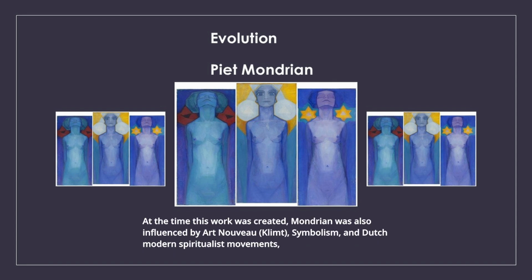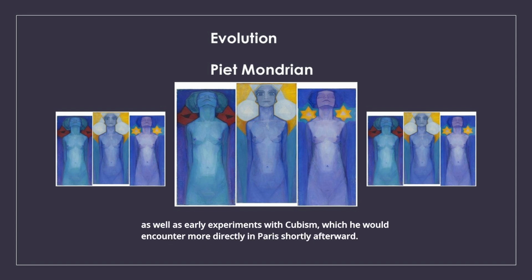At the time this work was created, Mondrian was also influenced by Art Nouveau, symbolism, and Dutch modern spiritualist movements, as well as early experiments with Cubism, which he would encounter more directly in Paris shortly afterward.